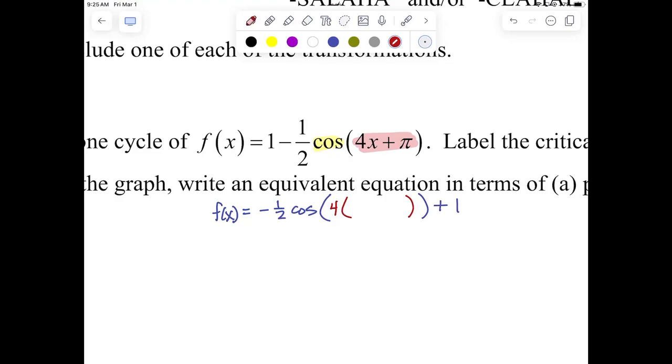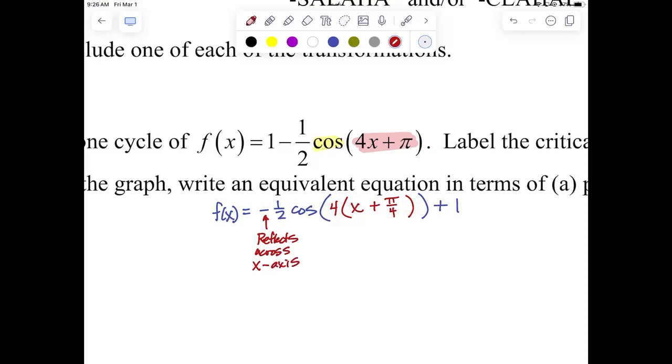So I need double parentheses. That's going to give me an x plus what? What do I get when I factor out a 4 from pi? Pi fourths. Muy bien. Pi fourths. Now we've got it. Okay. Now notice we have a negative here. What is the negative going to do to this graph and any graph? It reflects it. This reflects it, remember, across the x-axis, which is your sinusoidal axis.